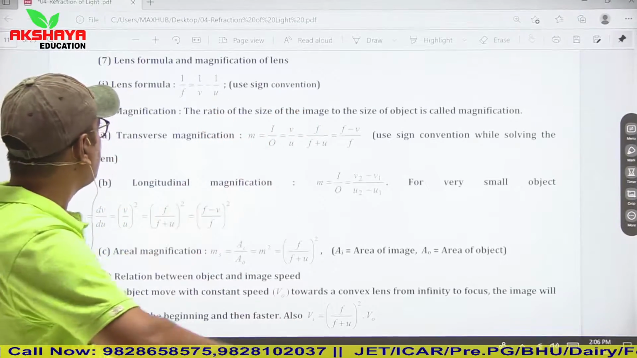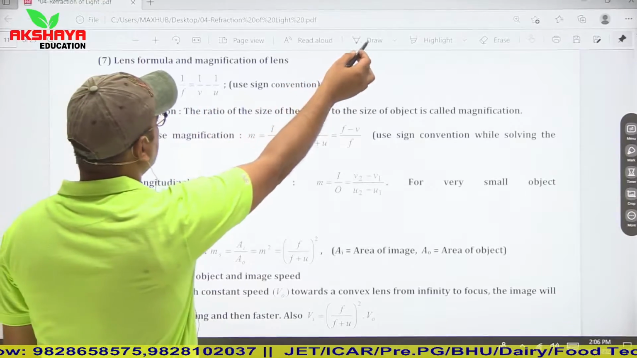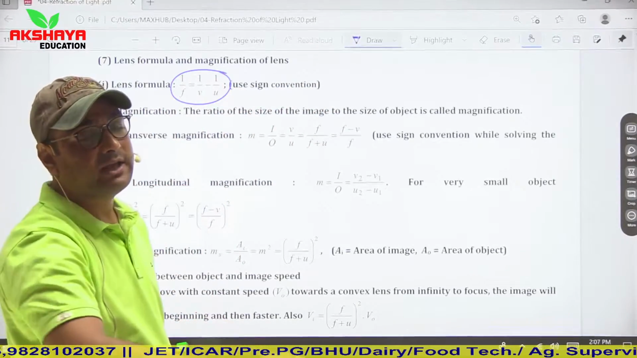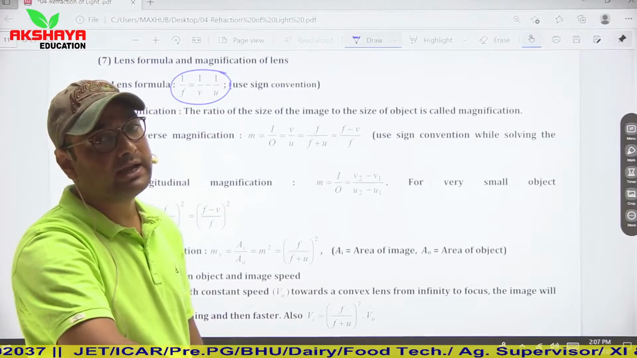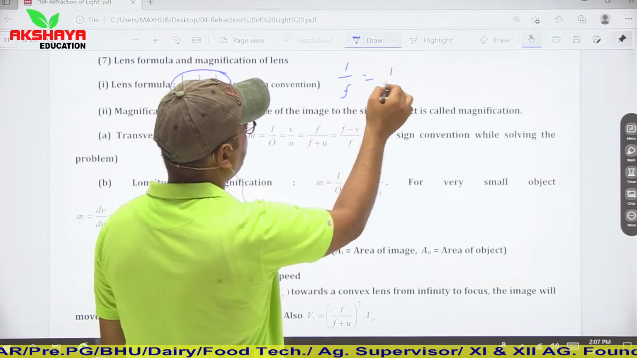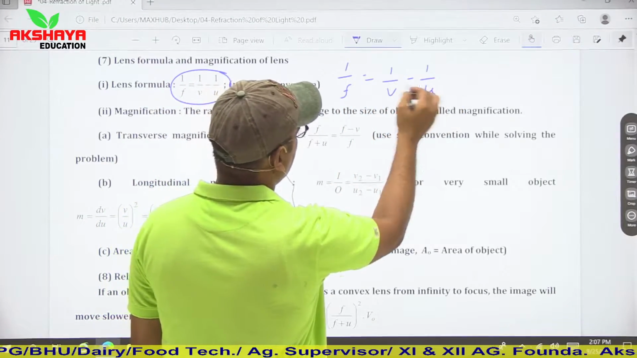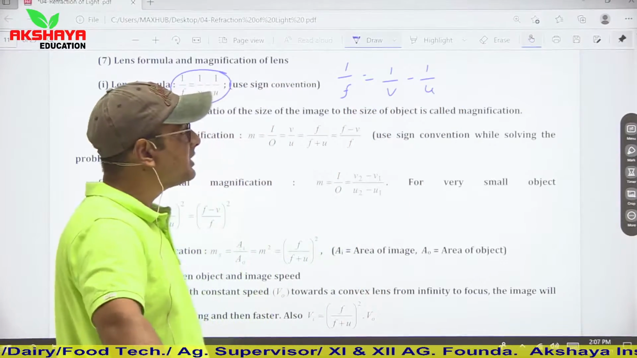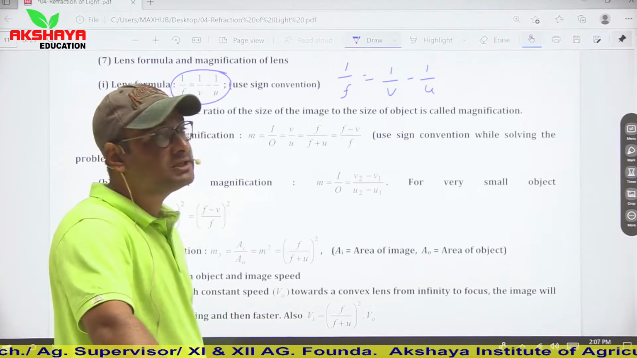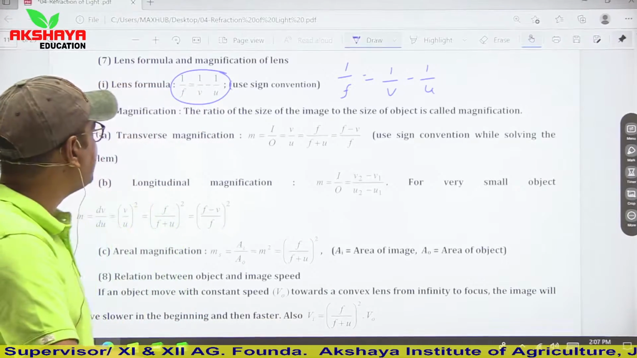Lens formula and magnification of lens. This is the lens formula, given between u, v and f: 1 upon f is equal to 1 upon v minus 1 upon u. Here f is the focal length of the given lens, v is the distance of the image from the optical center, and u is the distance of the object from the optical center.